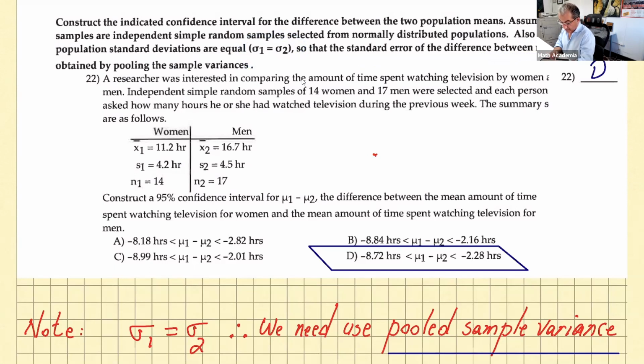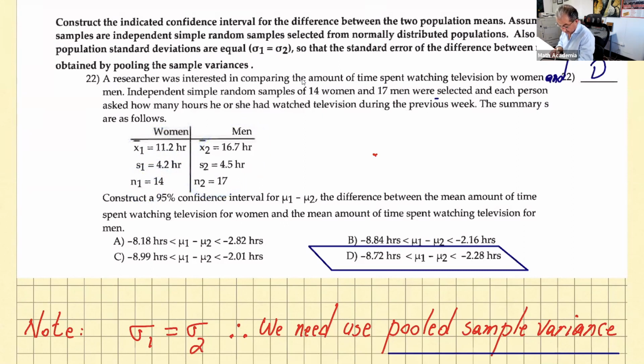A researcher was interested in comparing the amount of time spent watching television by women and men. Independent simple random samples of 14 women and 17 men were selected, and each person was asked how many hours he or she had watched television during the previous week. The summary is given in this table. So we have the average, the standard deviation, and the sample size for women, and the same info for men.